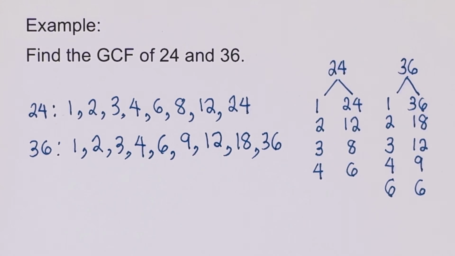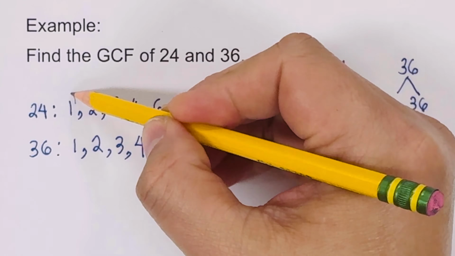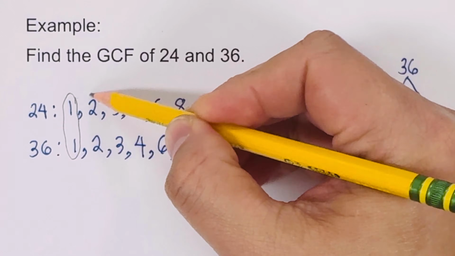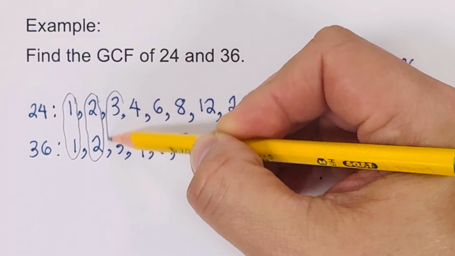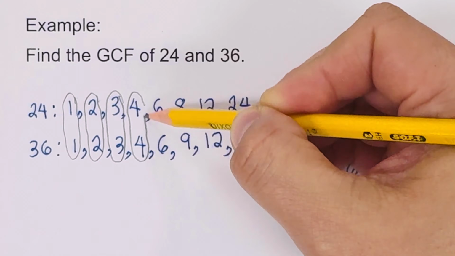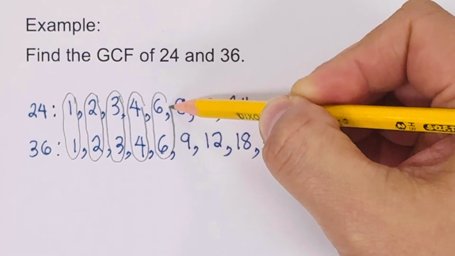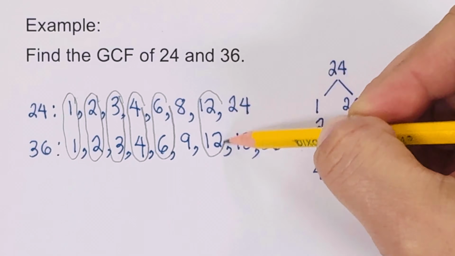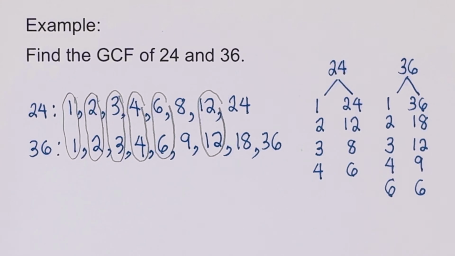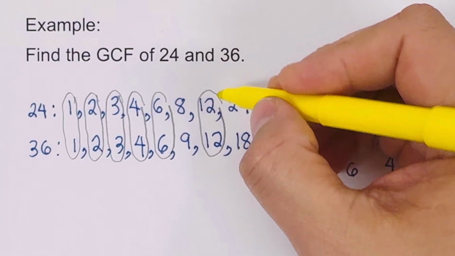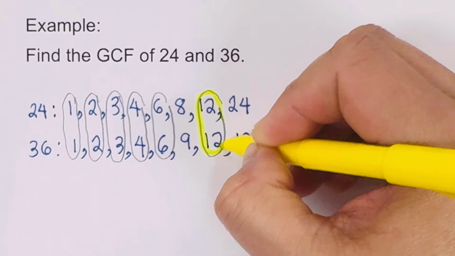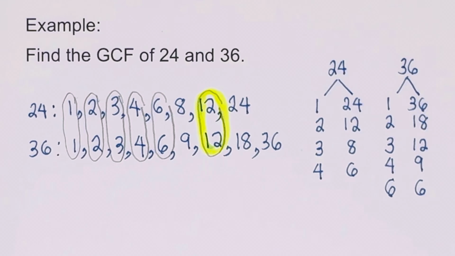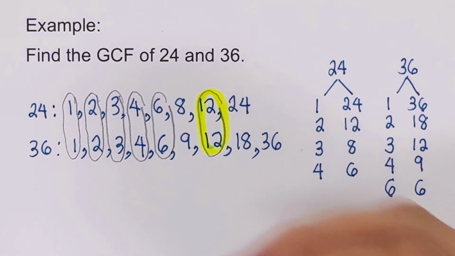So looking at this, the common values are 1. So we have 1 common to both of them. 2 is also common to both of them. We also have 3. We also have 4. We also have 6. We also have 12. And since we're looking for the biggest number among these circled numbers right here, we can therefore say that the GCF of 24 and 36 is 12, because that's the biggest number of all these 6 numbers here. So I'm going to go ahead and write that down here.